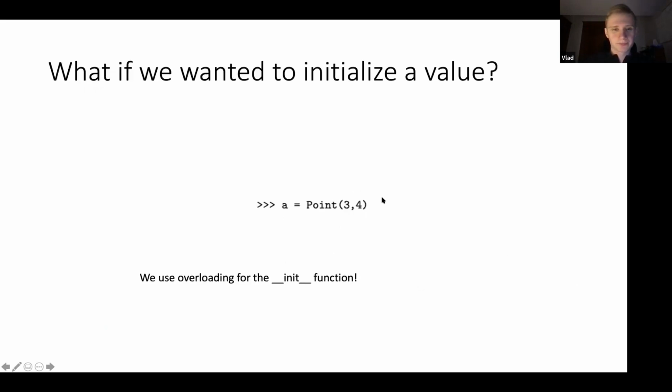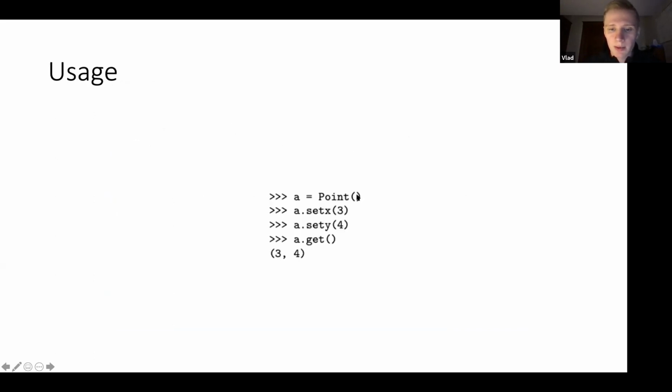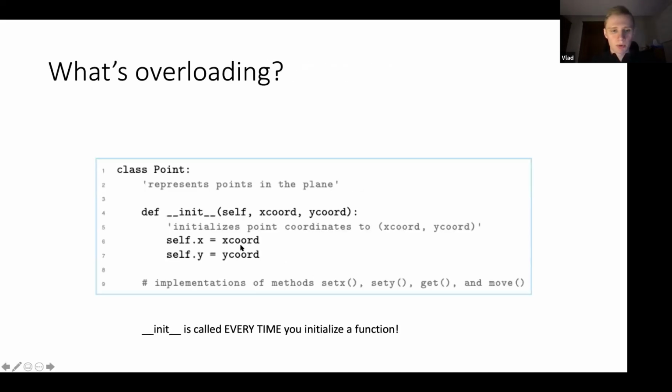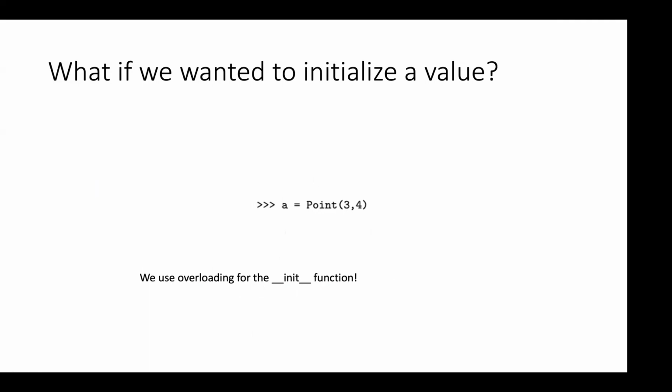All right, perfect. So what if we wanted to initialize a value? As you noticed here, there's no init function. When we create a point, the only option we have is to create a point with nothing there, no X and no Y. What if we wanted to initialize it? What would we do? We overload the init function. The init function is a default function inherited from the class object in Python. And remember, every class has an implicit init function. Even if you don't define it, it still gets called every time you make an object.